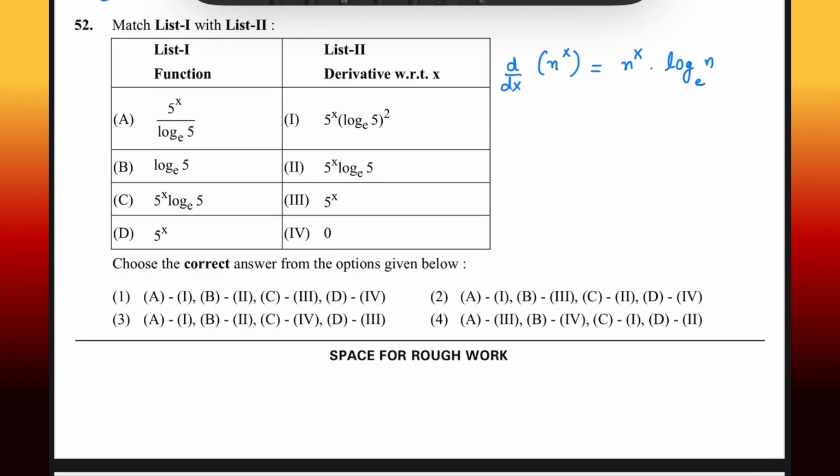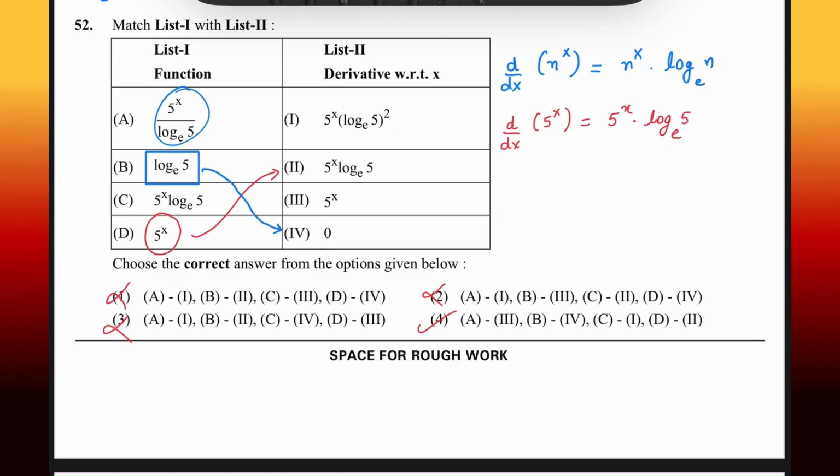So what is the derivative of 5 to the power x? The derivative of 5 to the power x will be 5 to the power x times log 5 with base e. Okay, so it matches with 2. So D matches with 2. Only in option 4 does D match with 2, right? Here B is a constant, right? There is no involvement of x, so the derivative must be 0. So B matches with 4, and then you can find out the other two. So the rest of the two also match in option 4.